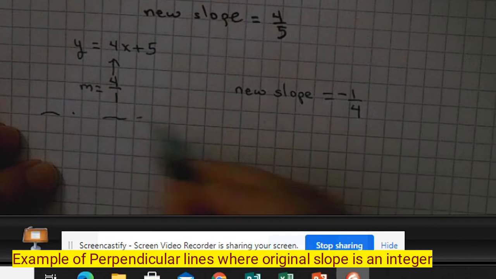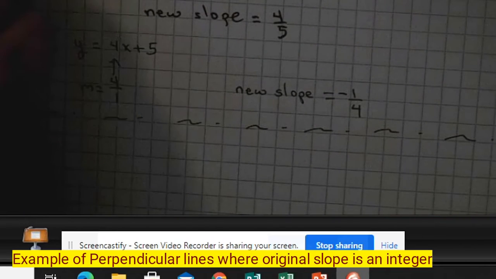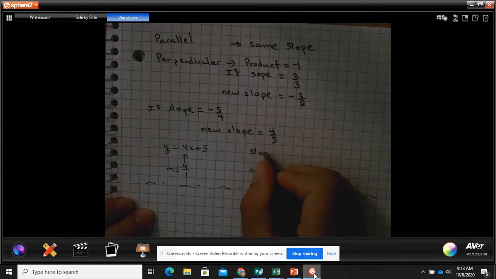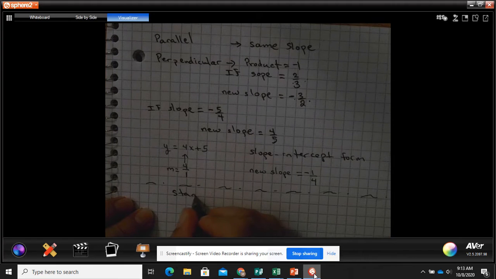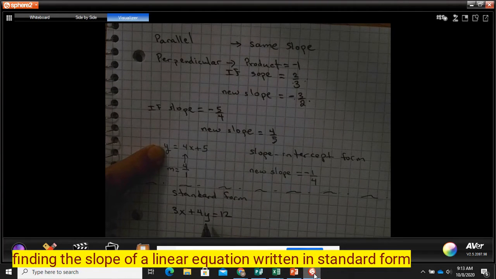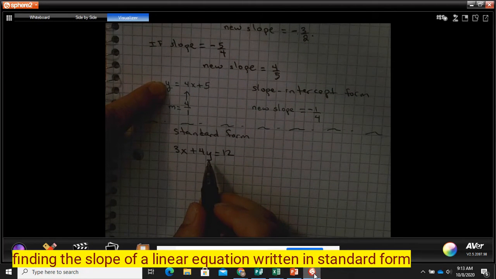The one that might take a little bit more time is when it's in standard form. This is slope-intercept form. Remember that. When it's in standard form, you're supposed to solve for y. 3x plus 4y equals 12. You want y to be by itself before you even start trying to figure out what the slope is.